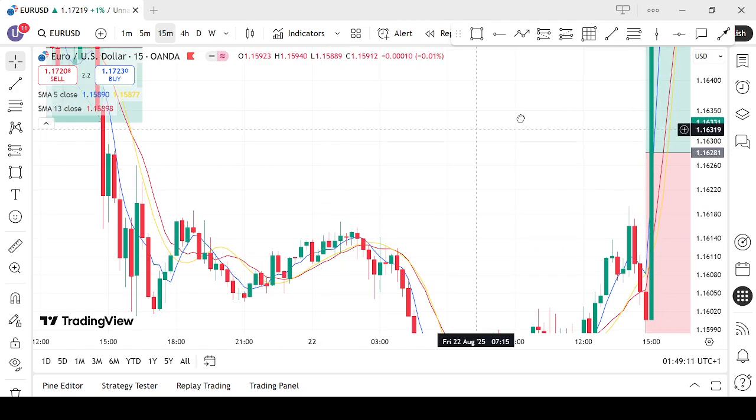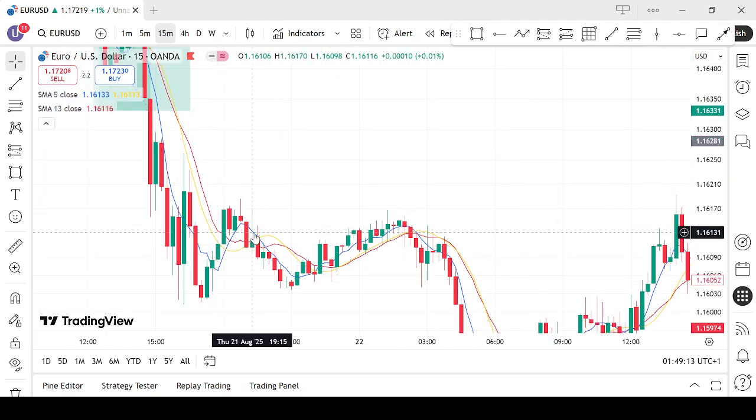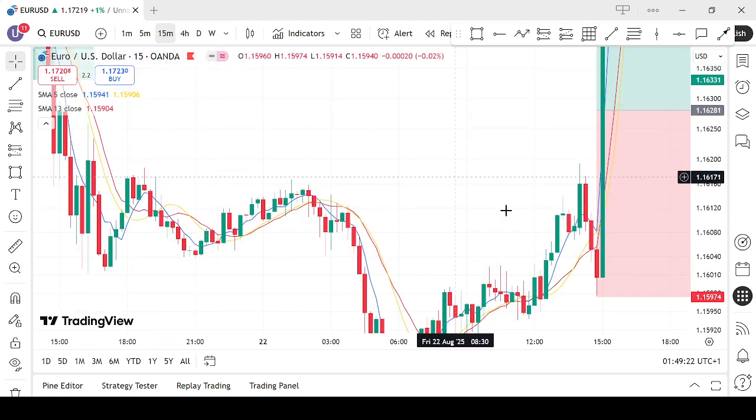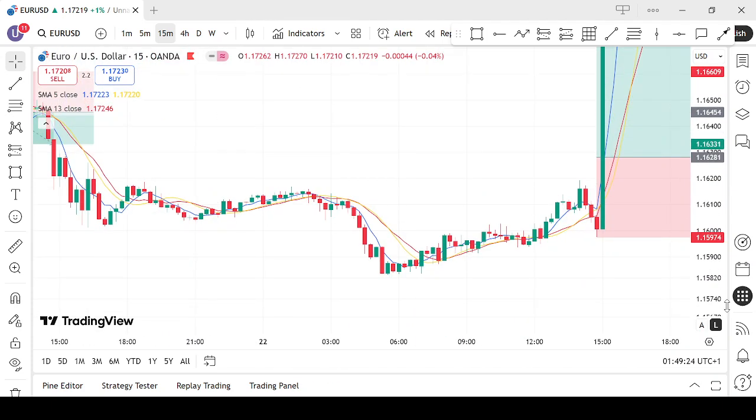As you can see at this area, it was compressed and it was moving in a sideways market, doing a lot of crossovers. At this point, you would avoid trading the market. These are the pros and cons of the market. Even at this area, moving sideways, crossing back, crossing over without showing us a real direction in the market.